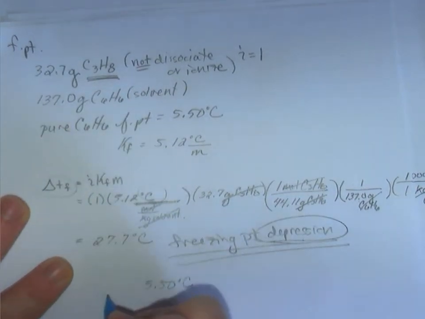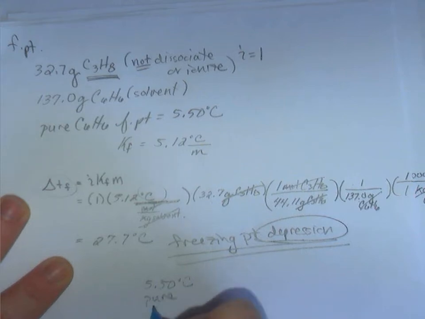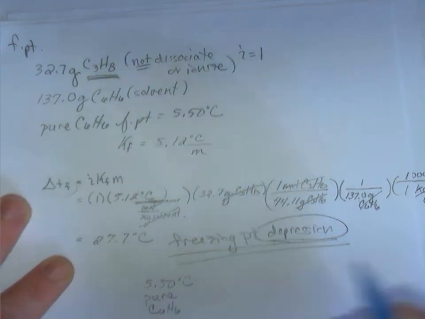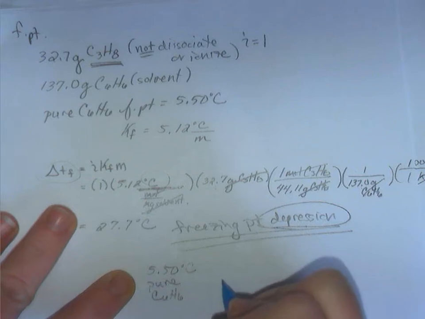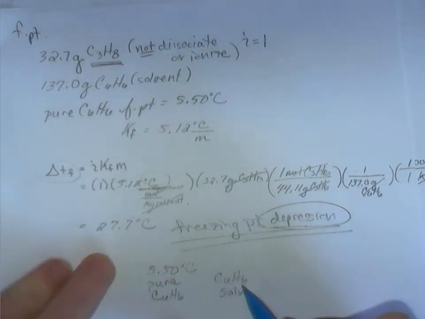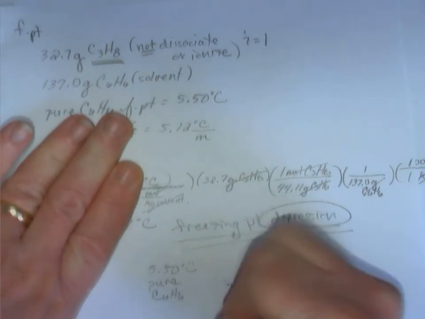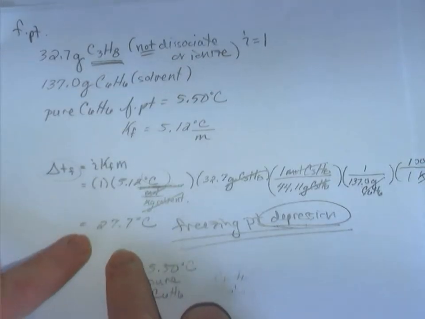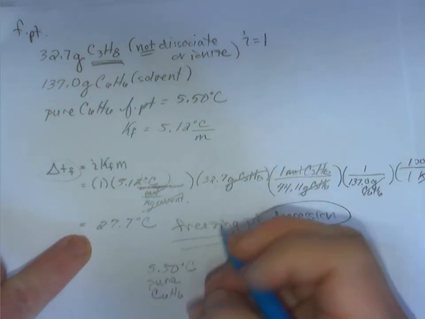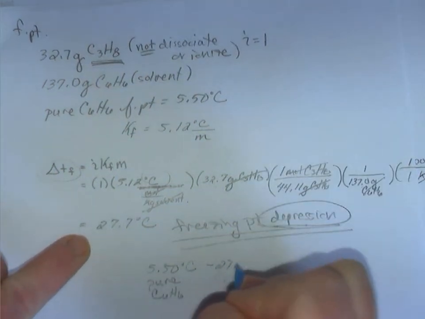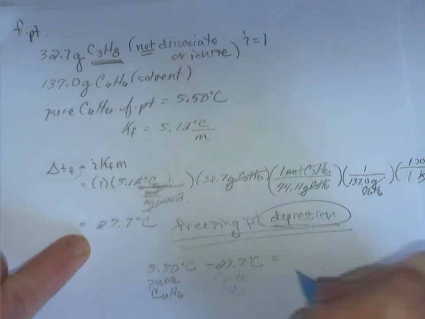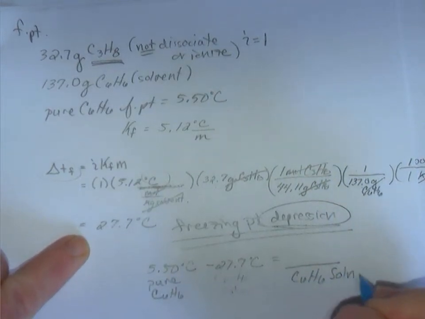So pure benzene. Now, the benzene solution will have a lower freezing point. So what we need to do, because we've gotten a positive value for this, is to subtract this away. That will give us the solution freezing point.